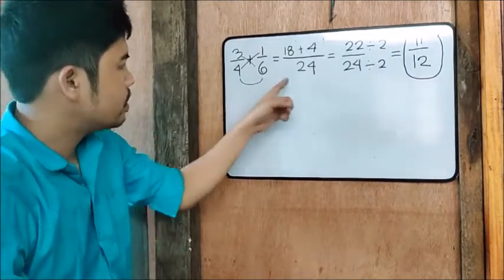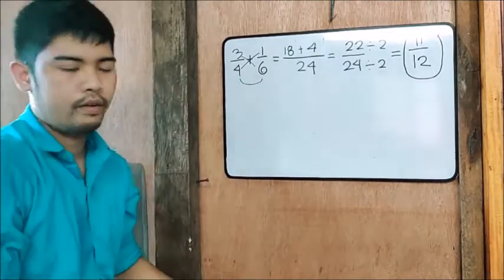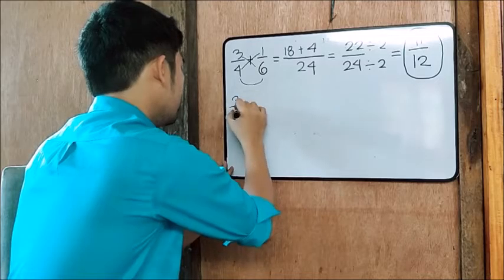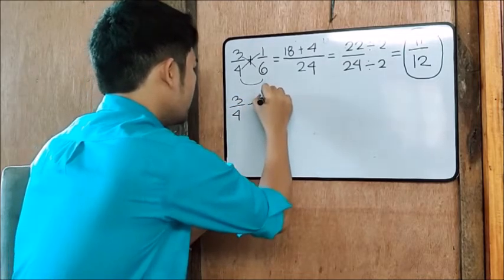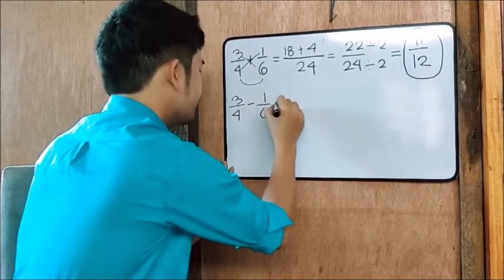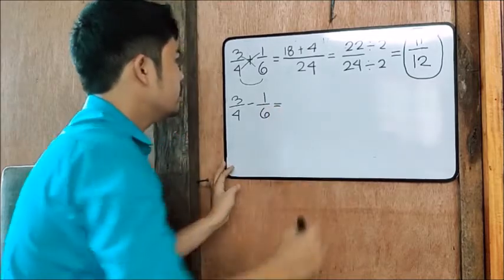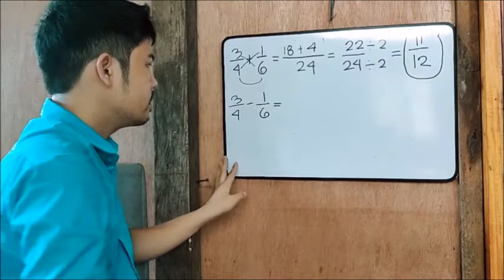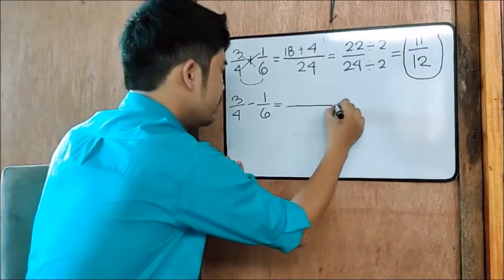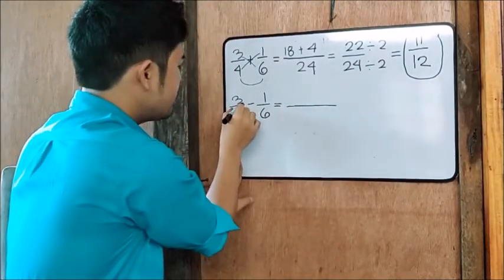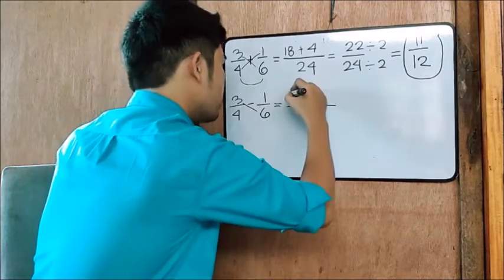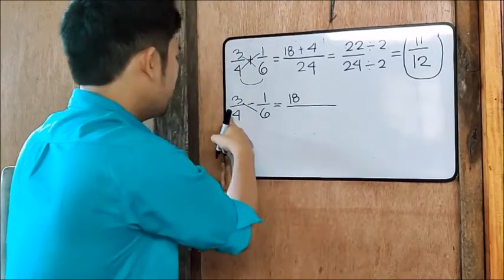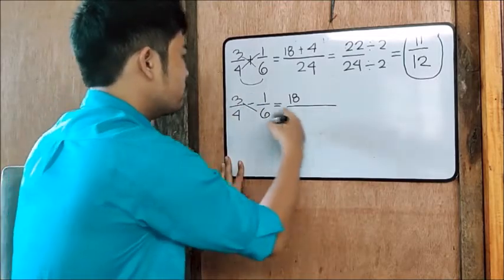Now this also works for subtraction. For example, 3/4 minus 1/6. Okay, so first we were adding, now we're subtracting fractions. So the same method, cross multiply. 3 times 6 is equal to 18. 4 times 1 is equal to 4.